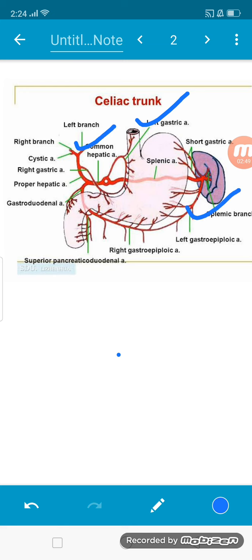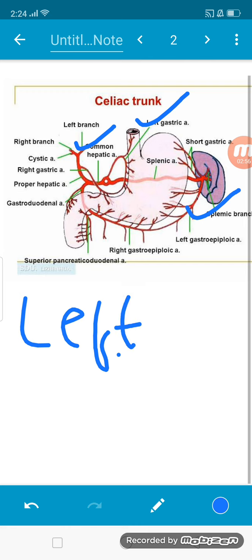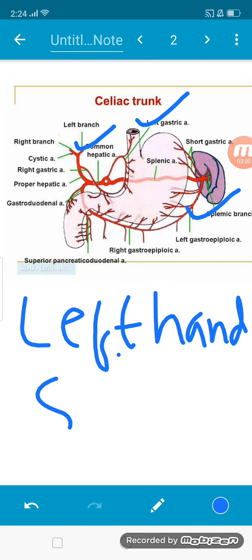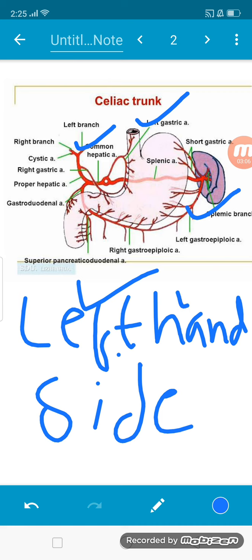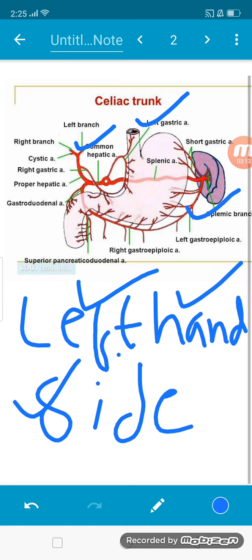Now, to remember the branches of the celiac trunk, we have a formula called left hand side. Left stands for left gastric, which is this. H stands for common hepatic artery, and S stands for splenic artery.